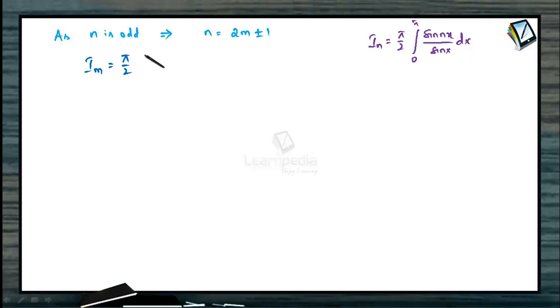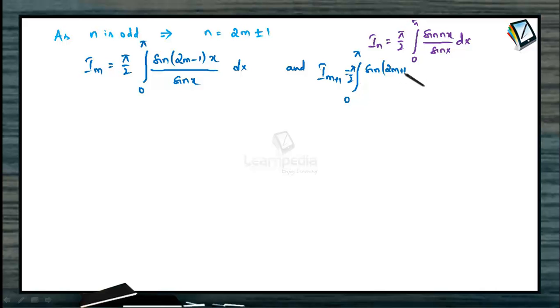Now we are also given that n is an odd number. So n must be in the form 2m plus or minus 1, where m is an integer. So using the relation that we got, I_n is pi by 2 times integral 0 to pi sine nx by sine x dx, let's define I_m. What is I_m now? It is pi by 2 times integral 0 to pi sine of (2m minus 1) times x by sine x dx, and let's define I_(m+1). Then I_(m+1) is pi by 2 times integral 0 to pi sine of (2m plus 1) times x by sine x dx, right?